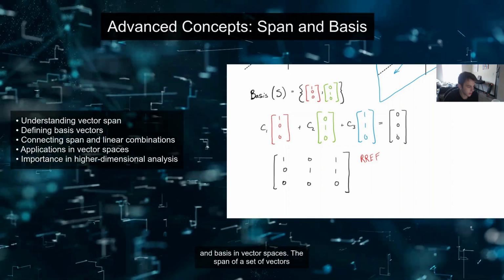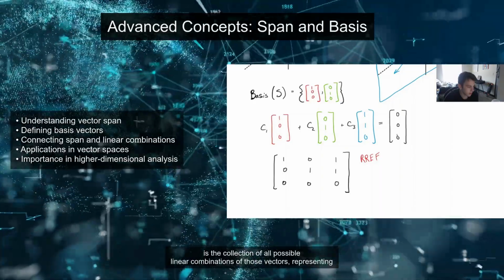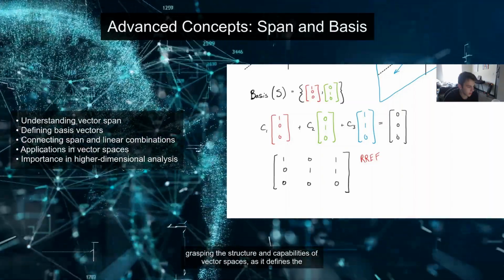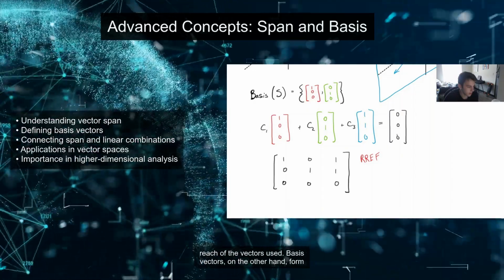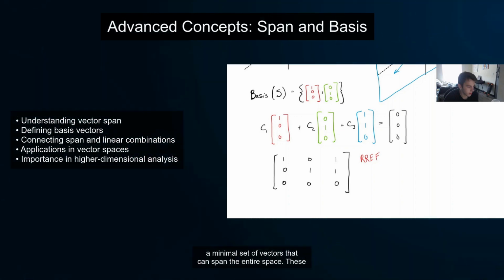The span of a set of vectors is the collection of all possible linear combinations of those vectors, representing a subspace within the larger vector space. Understanding span is crucial for grasping the structure and capabilities of vector spaces, as it defines the reach of the vectors used. Basis vectors, on the other hand, form a minimal set of vectors that can span the entire space.